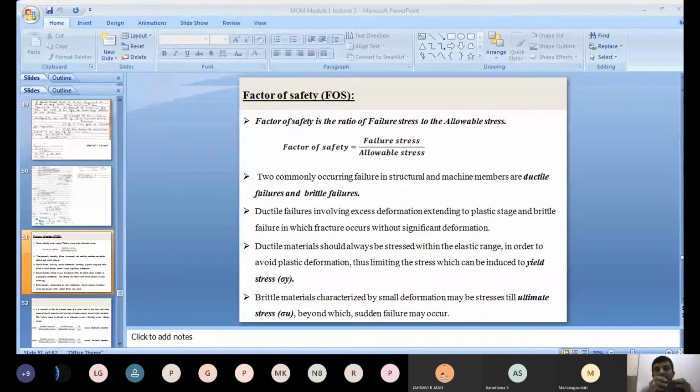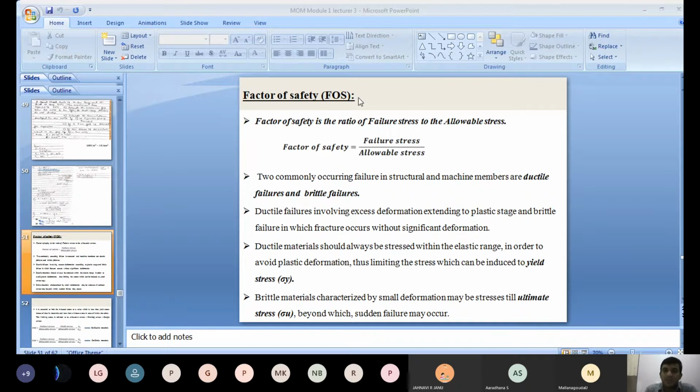Then how do you avoid that? How do you make the metal withstand the load? By giving a factor called the factor of safety. For a physical definition, factor of safety is the ratio of failure stress to the allowable stress. Mathematically, factor of safety, FOS, is the ratio of failure stress to the allowable stress.